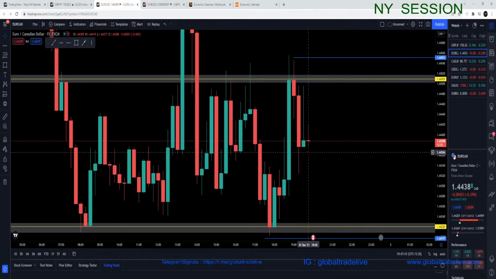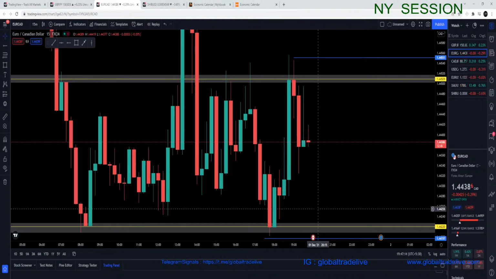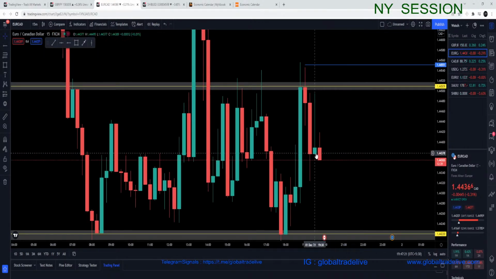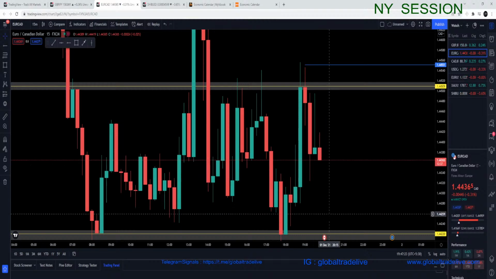Okay, guys, I really think that if this candle breaks this low over here, then this will continue moving down, and this area will be reached. Yeah, now it should continue moving down.